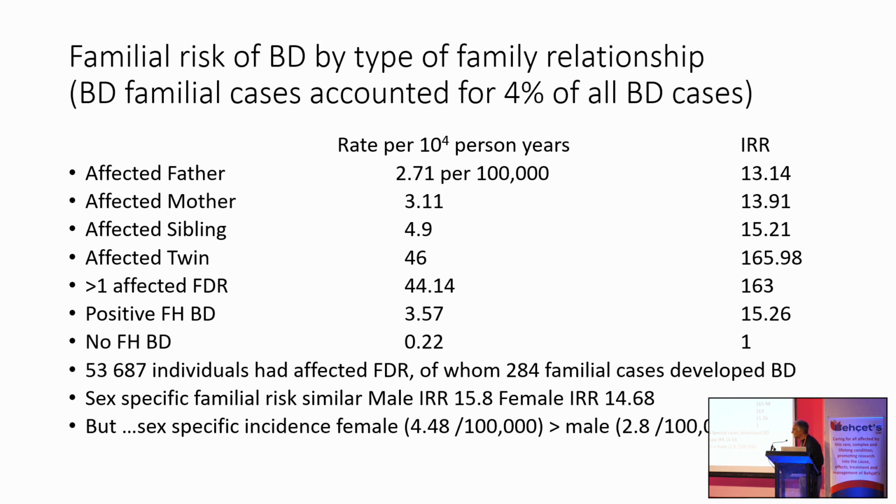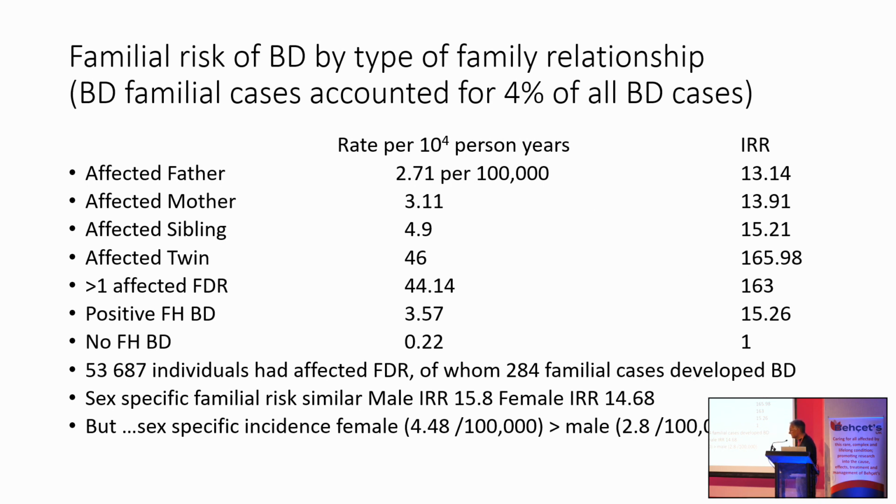And then what they did is they worked out the familial risk. So if you look at the bottom number there, where it says no family history of Behçet's, there was a large number of individuals who had no family history, and 0.22 per 100,000 person years got Behçet's, okay? And they classified that as 1 so that we compare all the other examples going up the slide with that number so that we can work out the relative risk of a person having Behçet's.